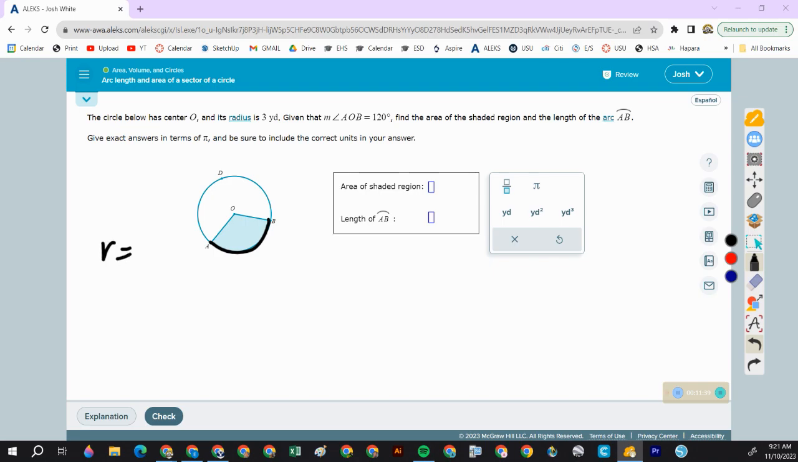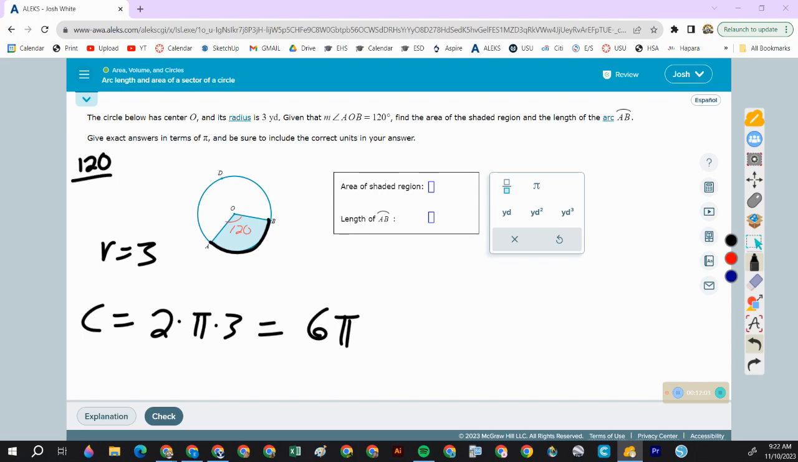So if r equals 3, the circumference of this circle is 2 times pi times 3. So we'll just say 6 pi. Okay? And the angle AOB is 120. So we need to figure out what percentage of the circle that angle takes up. So 120 out of 360 simplifies down to 1/3. So our arc length is going to be 1/3 of this, which ends up being 2 pi. So the arc length is 2 pi.